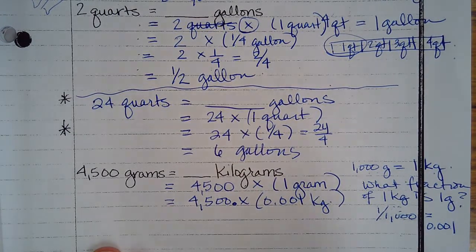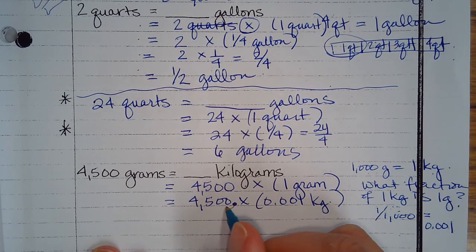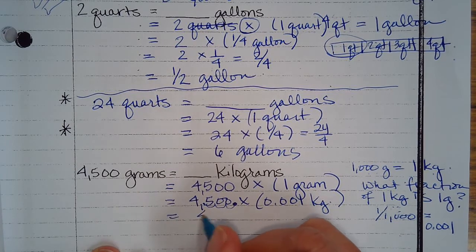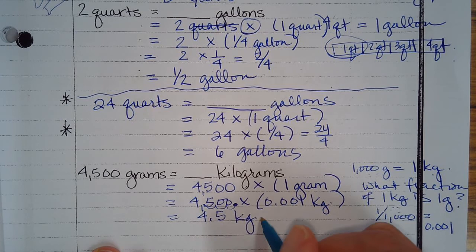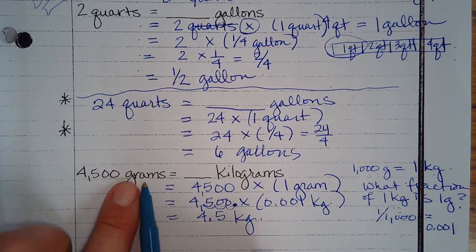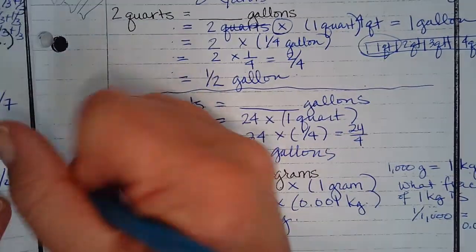Gonna come this way, right? So it's going to come 3 times. It's going to move once, twice, 3 times. So we end up with 4.5 kilograms. And remember, when we're going from smaller units to bigger units, our number gets smaller.